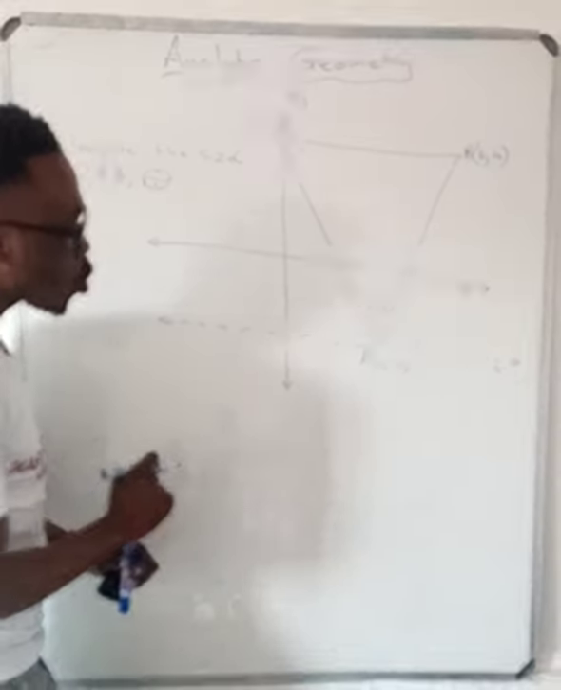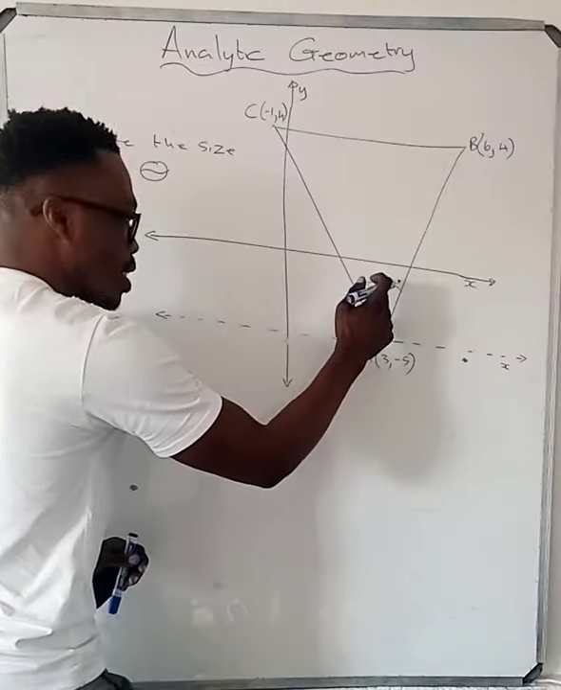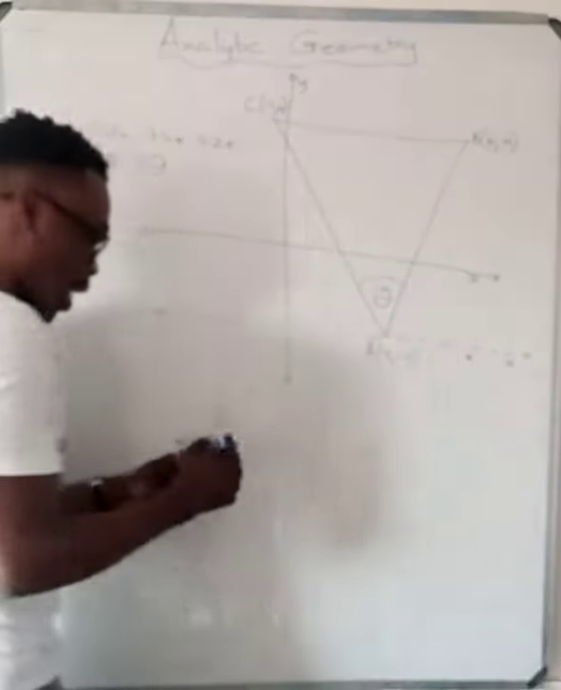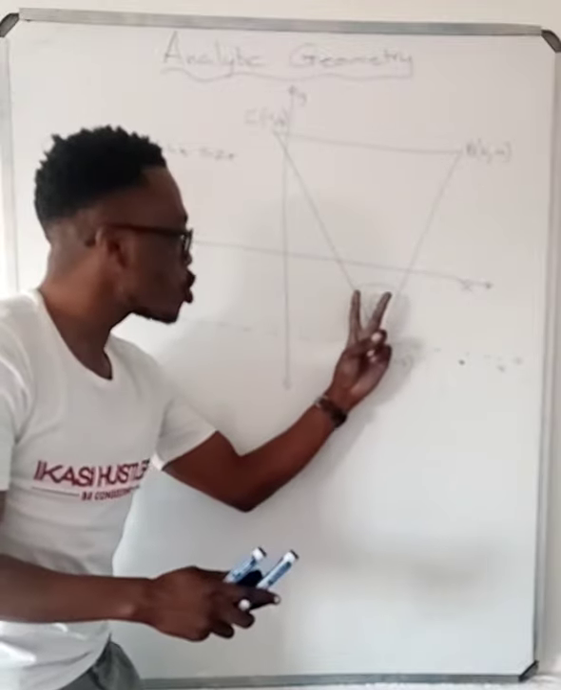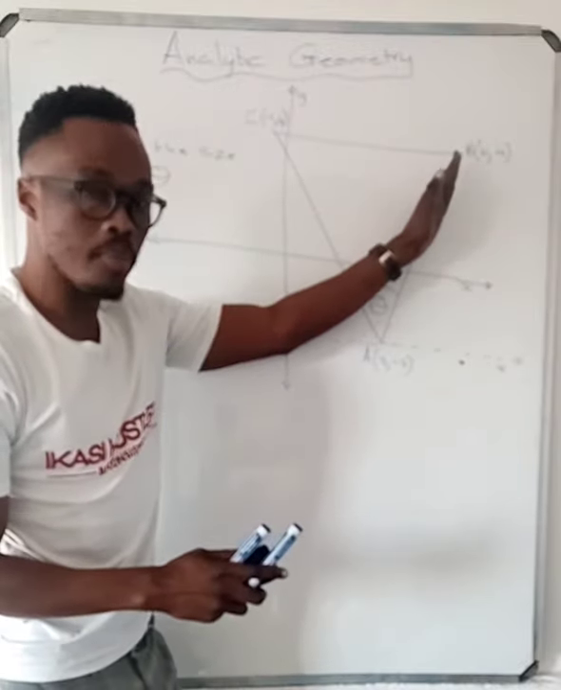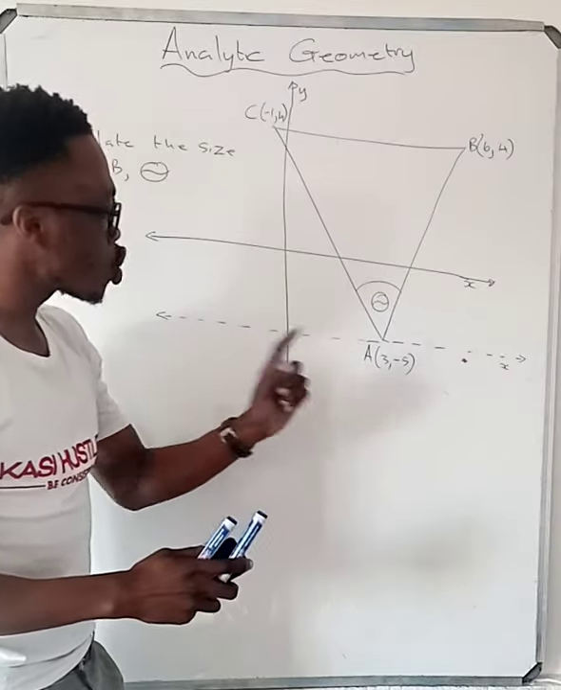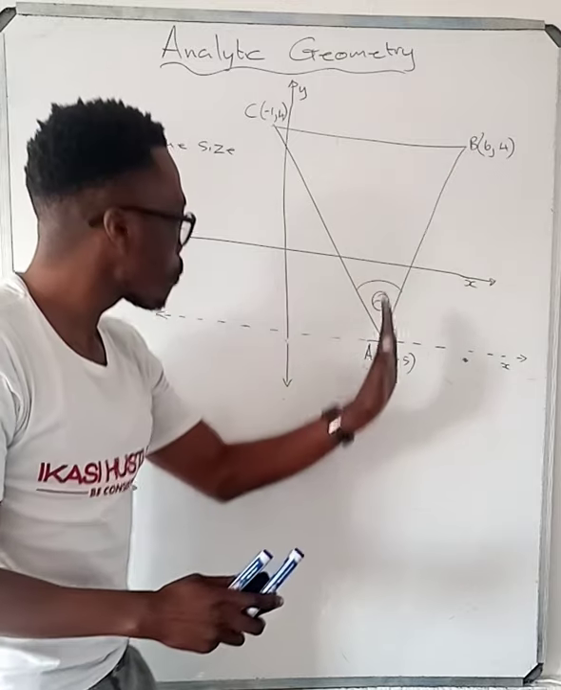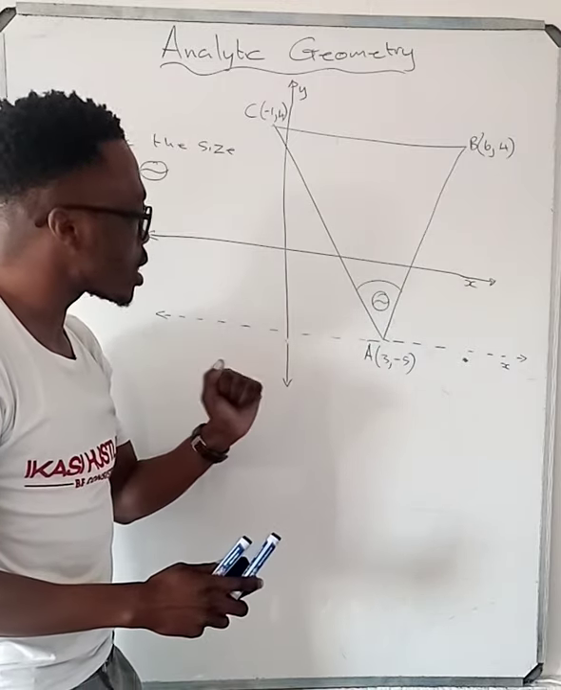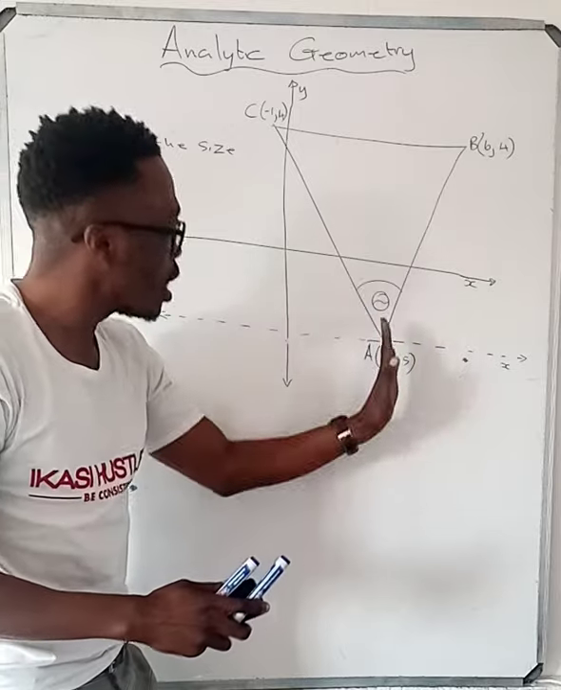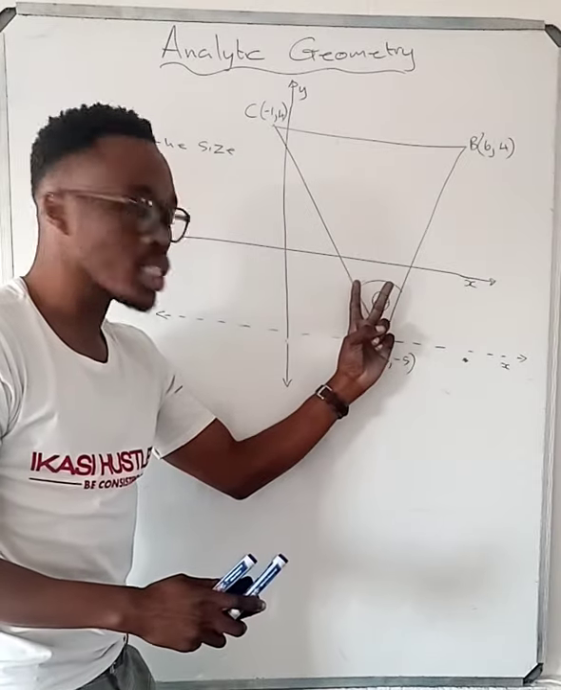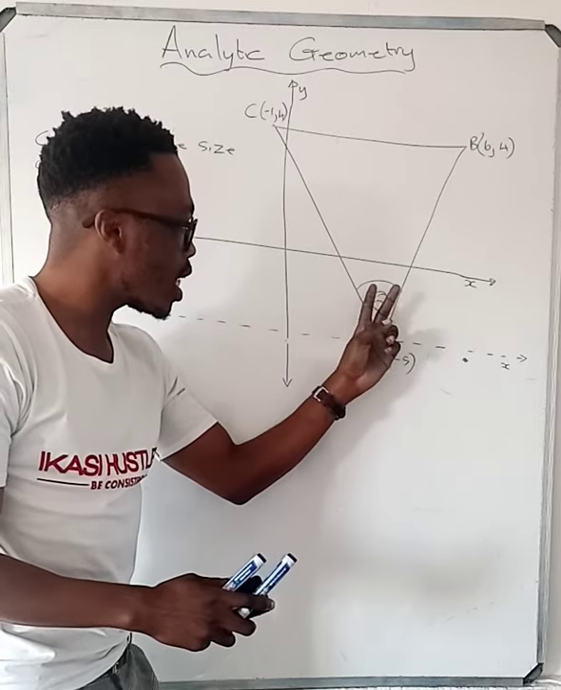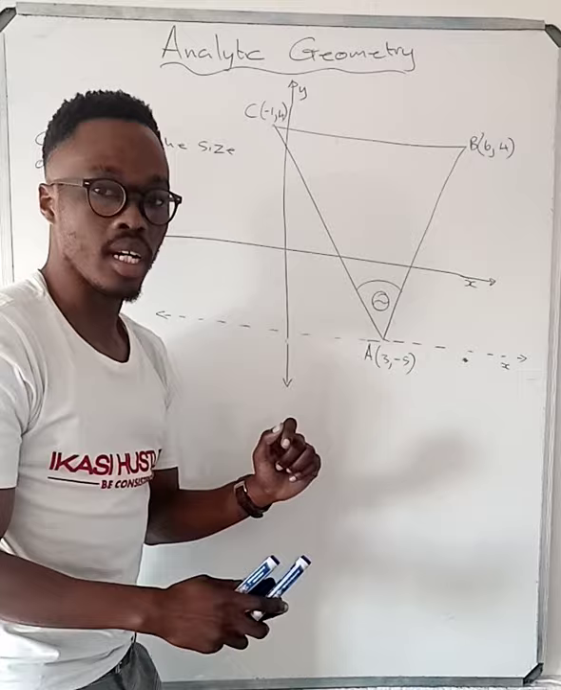Now we want to calculate the angle in the middle, between the line AB and the line AC. So in order to find this angle, you will need the gradient of line AB and the gradient of line AC, because the angle lies between those two lines.